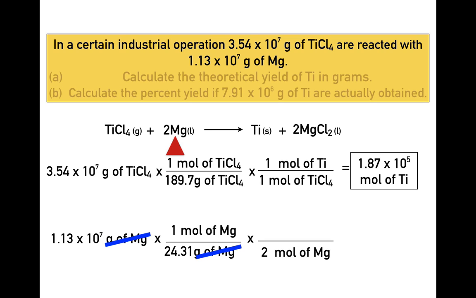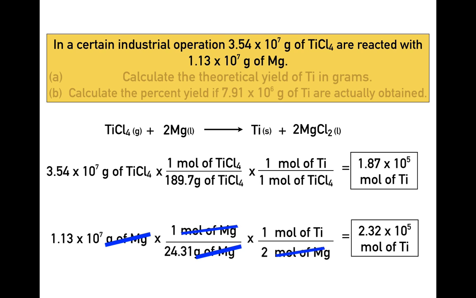The connection that I have from magnesium to titanium, based off of my balanced equation, is that for every 2 moles of magnesium, I produce 1 mole of titanium. This is the conversion factor that I need to get from moles of magnesium to moles of titanium. And I find that I can make 2.23 times 10 to the 5th moles of titanium.